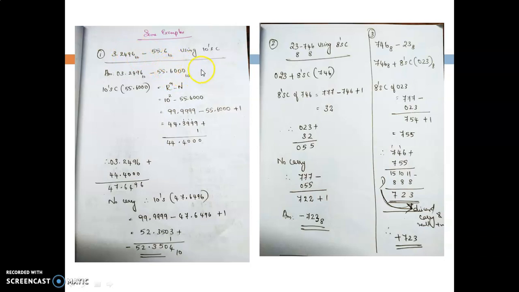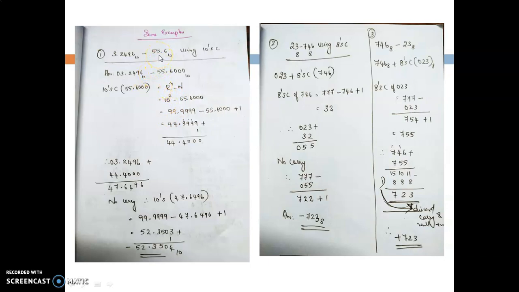So when that step is over, you can go for finding out the tens complement of 55.6. So what is tens complement of 55.60000? The formula is r raised to n minus N. So here, since it's a decimal number system, I wrote it as 10 raised to 2 minus 55.60000. Actually, this step is not necessary. That is what I'm trying to say. You don't need to mention every step in detail for just finding out the tens complement of this number.